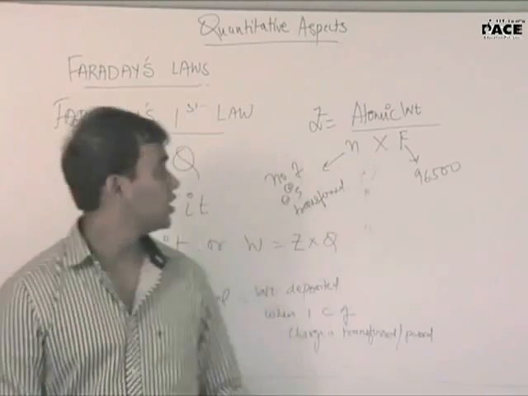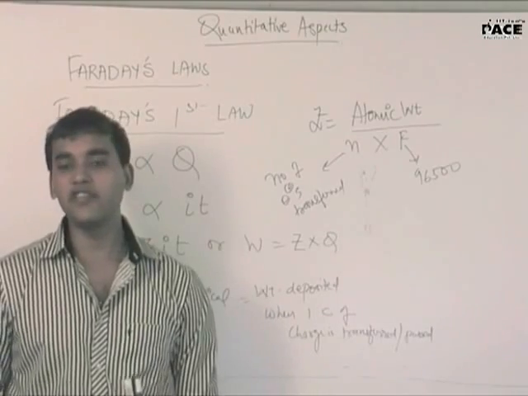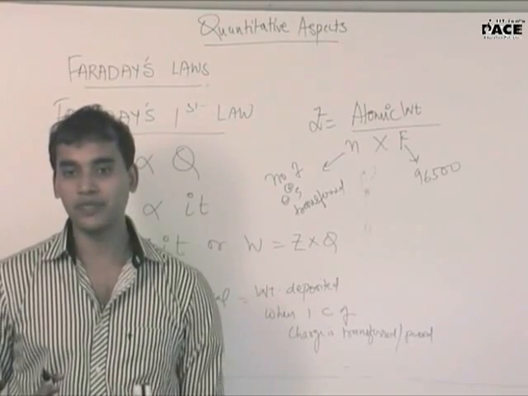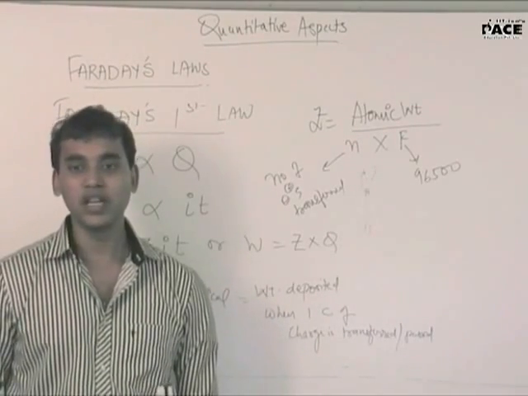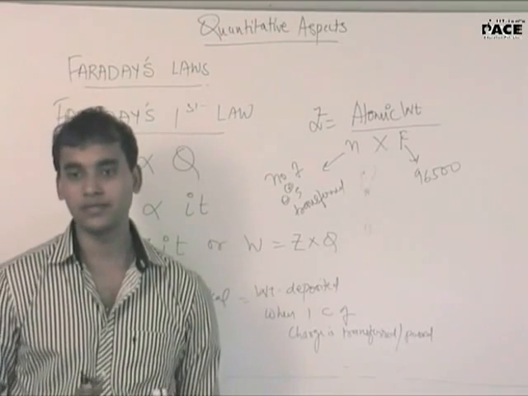So in this case, if I say 55 gram of copper was deposited on passing a current of 2 ampere for a period of 3600 seconds.